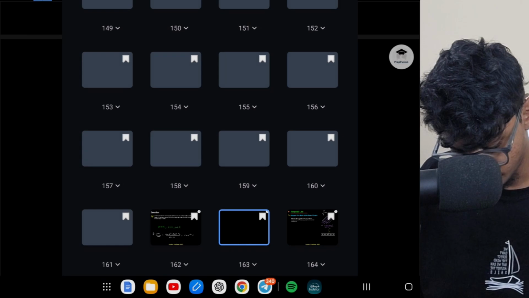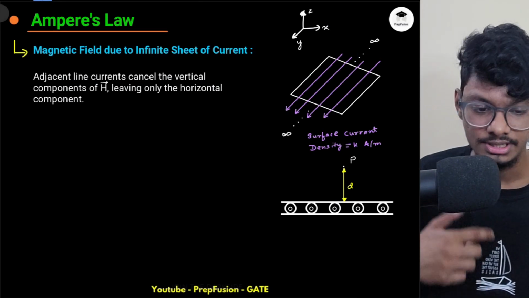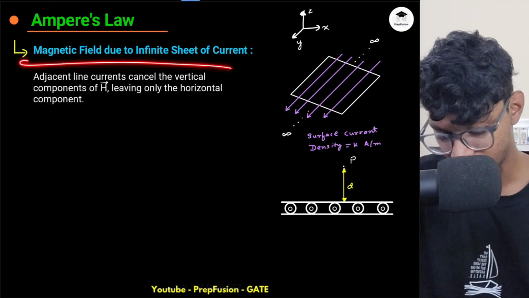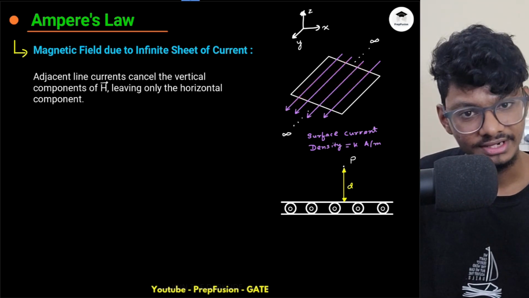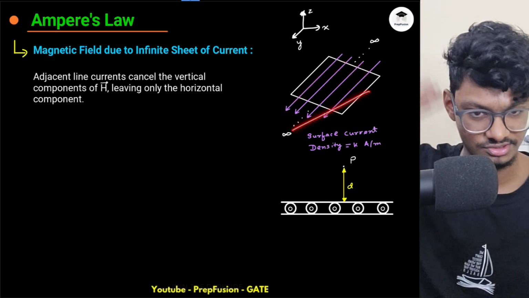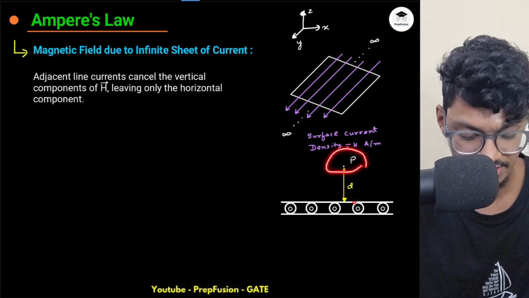So I will just remove this page quickly. One more thing is left. The last thing is the magnetic field due to an infinite sheet of current. What will be the magnetic field due to an infinite sheet of current? So if I have a sheet which is infinite, just like infinite charge, but this is not charge, current is flowing actually. So how will I find out the magnetic field at a distance d from the infinite sheet?